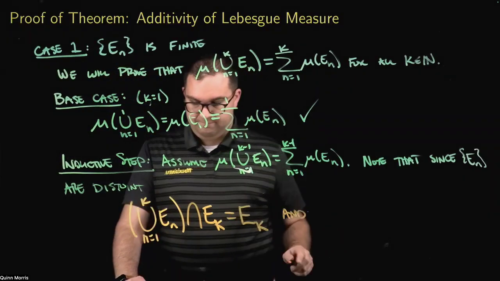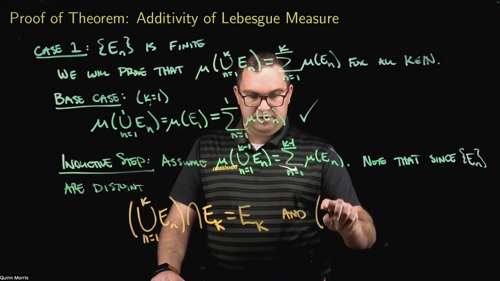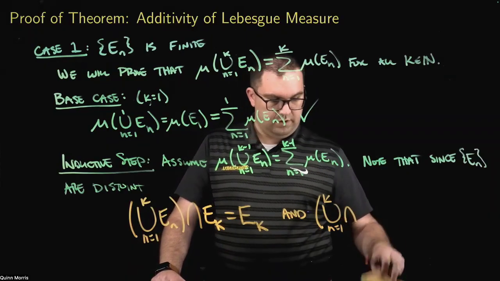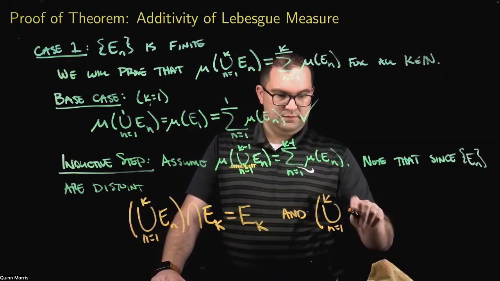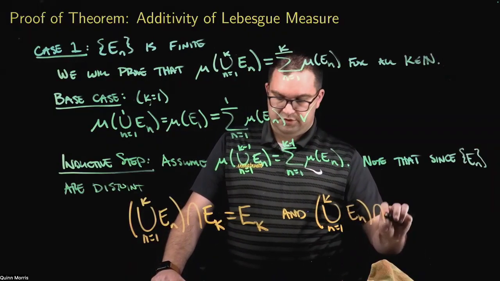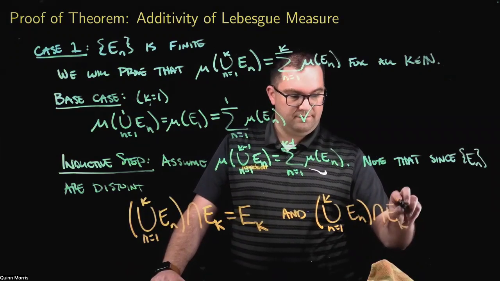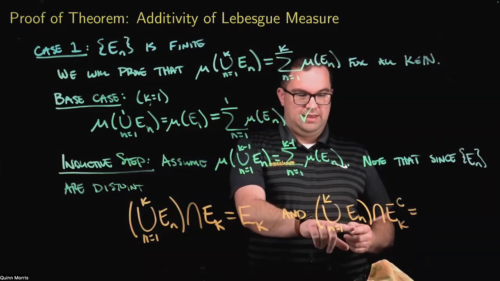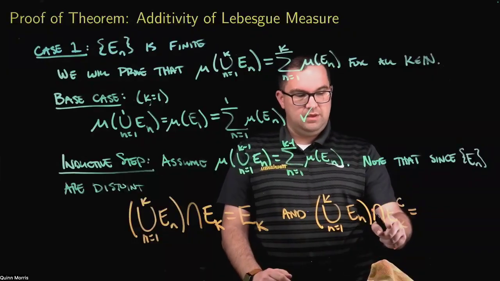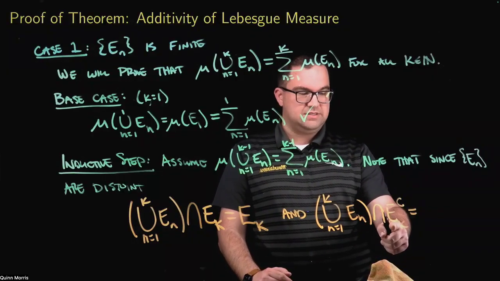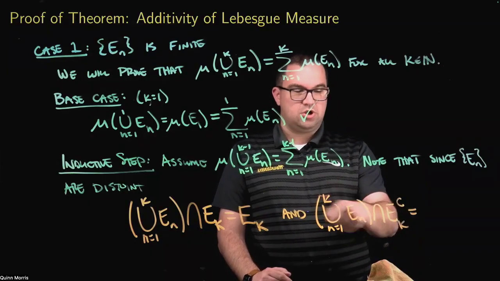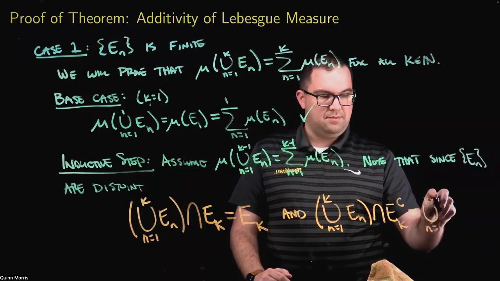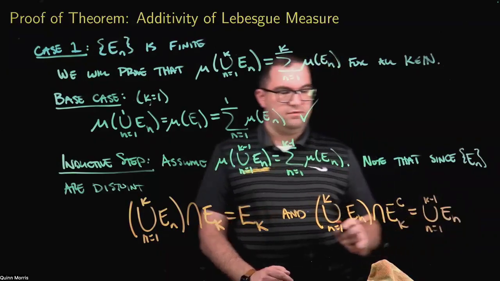And the other thing I want to note is that the union n equals 1 up to K of the En's, intersected with Ek complement. Well, what would that be? This is the collection of all the En's unioned together from 1 up to K, and you want to intersect it with all the ones that aren't in Ek. Well, that's just all the other ones other than Ek. So this gives you the union n equals 1 up to K minus 1 of En.